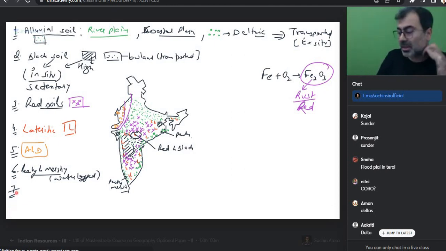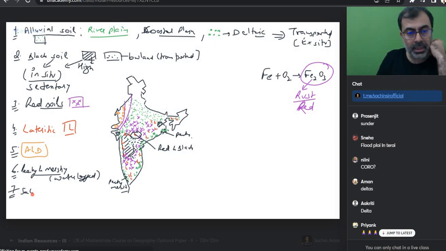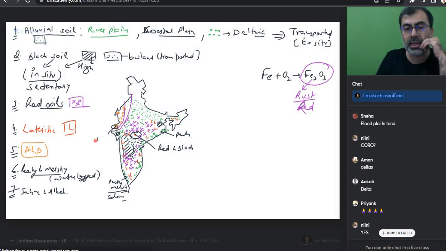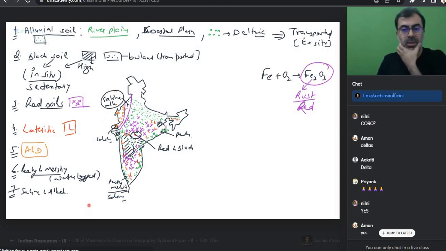Number 7, what was it? Saline and alkaline. Is everyone okay? Saline and alkaline. Coastal area will also have saline and alkaline. Peaty marshy, saline also. Here in Kutch also saline will come. And because of over irrigation, can I call this saline and alkaline in Punjab and Haryana also?